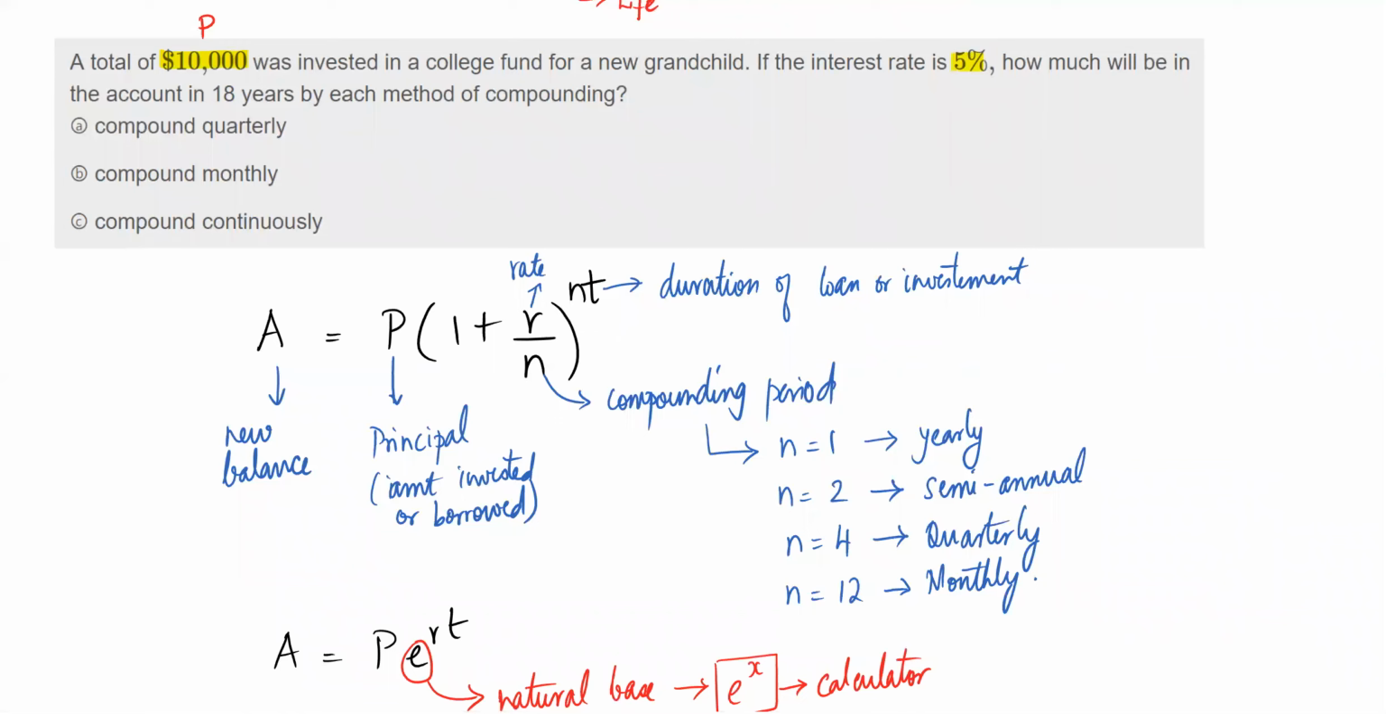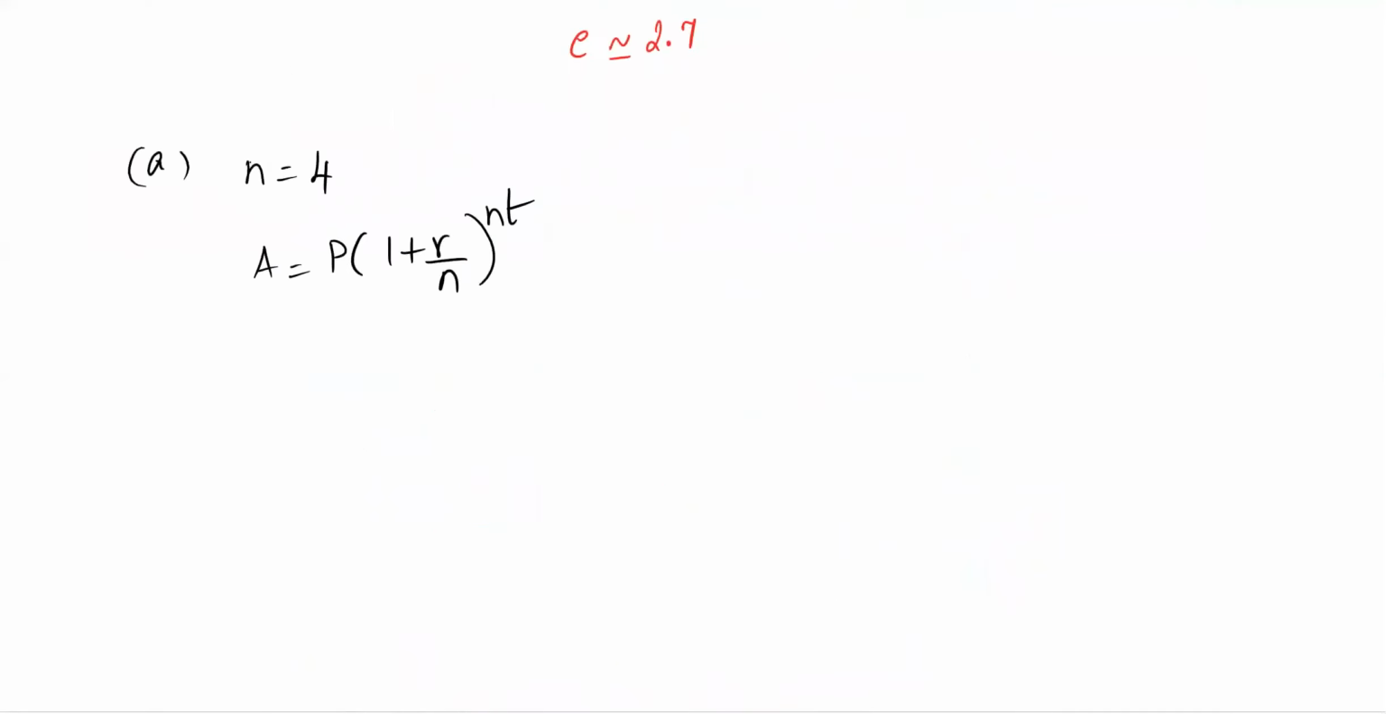And this 5% stands for the rate of interest, which is 0.05. Remember to change it to decimal. And the duration of this investment is 18 years. That corresponds to the T. And for the first part, we got our N. So we're asked to find the future amount or the new balance in each case, right? So let's come here and plug them in.